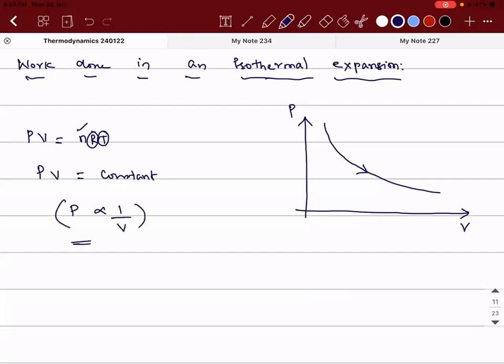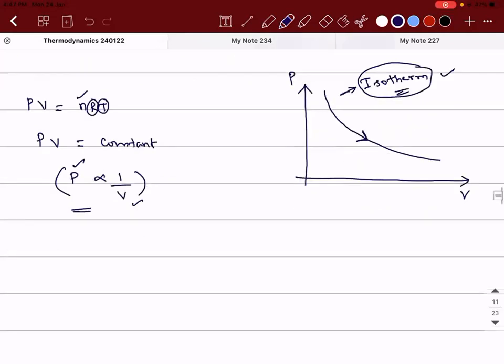When P is inversely proportional to V, the important conclusion is that as the volume increases, pressure will decrease. So that is what is happening. When the arrow mark is in the increasing direction of volume, we call it isothermal expansion. And this particular shape that you got is called an isotherm.